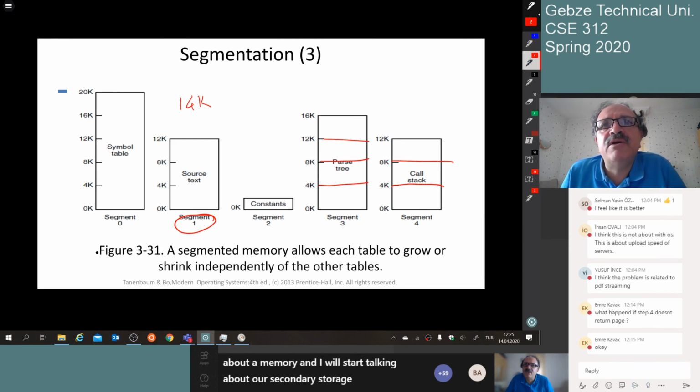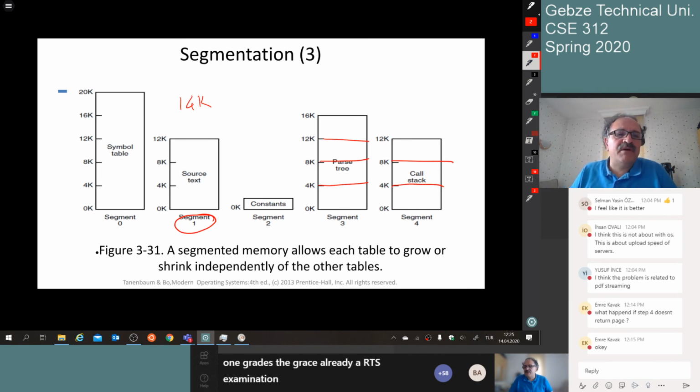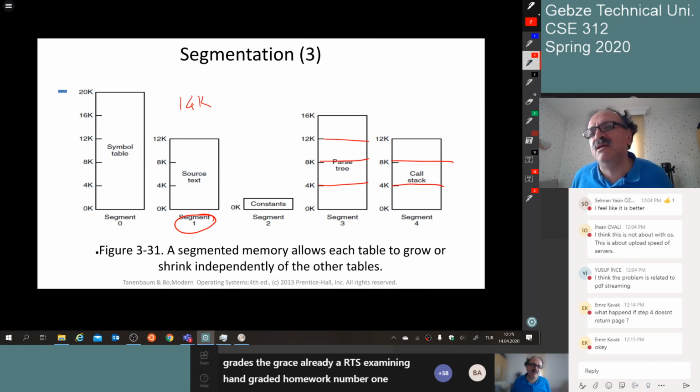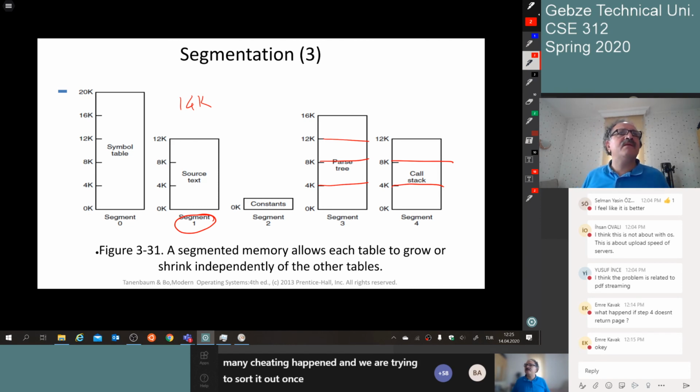Somebody had a question about the homework number 1 grades. The grades are ready. Our TAs, Gizem and Ilhan, graded your homework number 1, but we are having lots of issues with cheating. There are lots of cheating incidents, and we are trying to handle them. We will not tolerate any cheating. This is surprising for me this year. This much cheating happened, and we are trying to sort it out. Once we sort it out, we will announce the results. But I expect that lots of people will be getting minus hundreds.